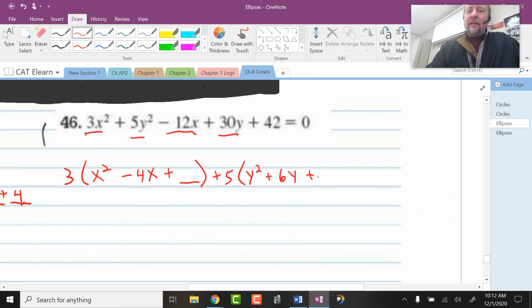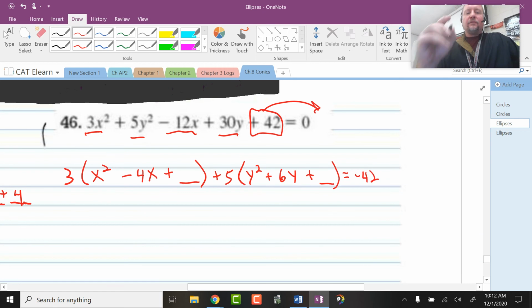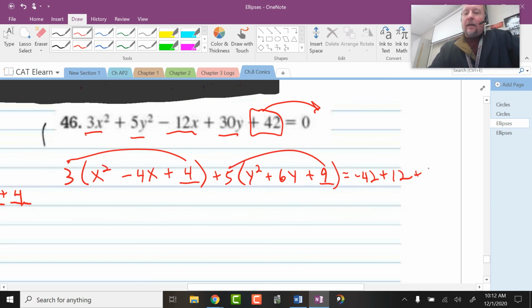Got a better time management 7th hour. I was able to ask students this. Come on, it's plus 42 over here. So this becomes negative 42. Don't make that mistake. All right. Half of negative 4 is 2. 2 squared is 4. Half of 6 is 3. 3 squared is 9. You did not add 4. You added 3 times 4. You did not add 9. You added 5 times 9. So that's the blanks on this side.